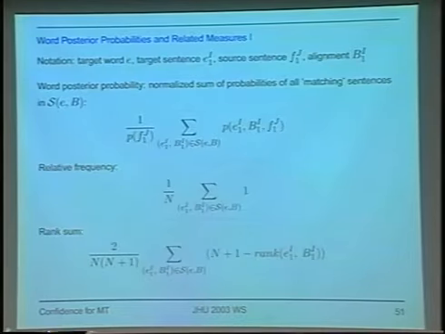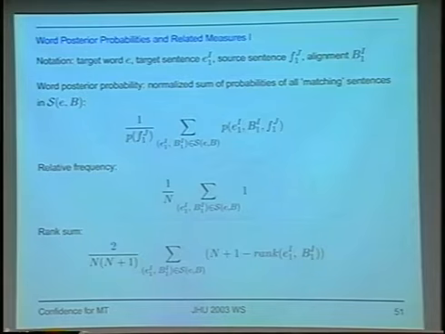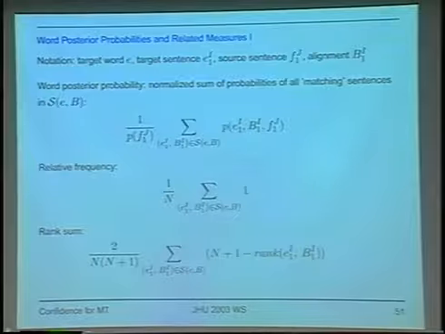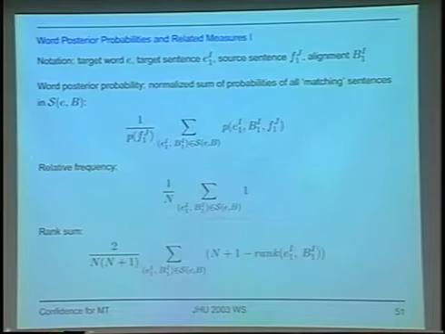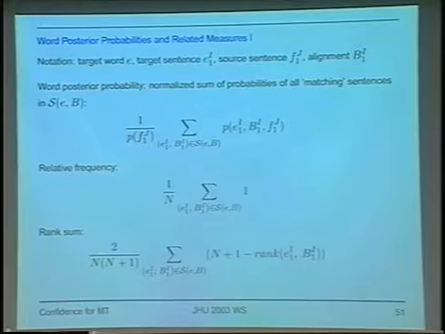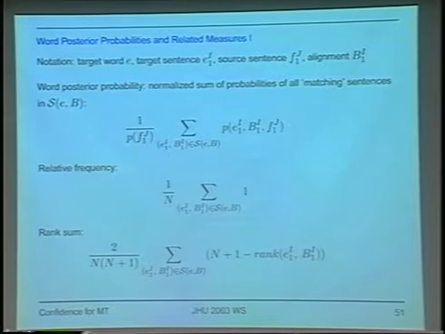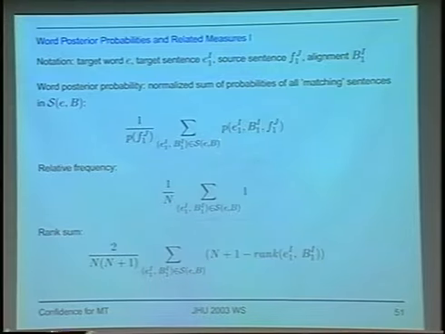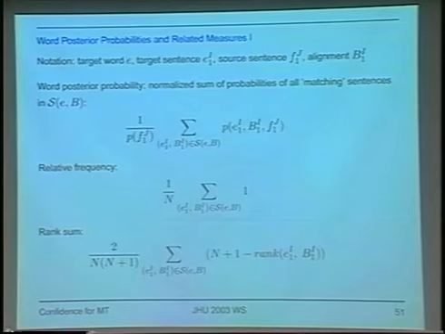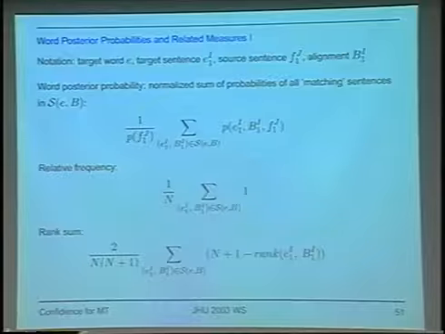And okay, we had a couple of features that were conceptually quite similar, that were word posterior probabilities and the relative frequency and rank sum. So what happens there is that for the word posterior probability, we sum up the sentence probabilities for all the sentences in the n-best list that match somehow, like we define a set of matching sentences, and what that is going to be explained in the next slide, because we have 3 different variants of those matching sentences, and then we just normalize it over the whole n-best list.